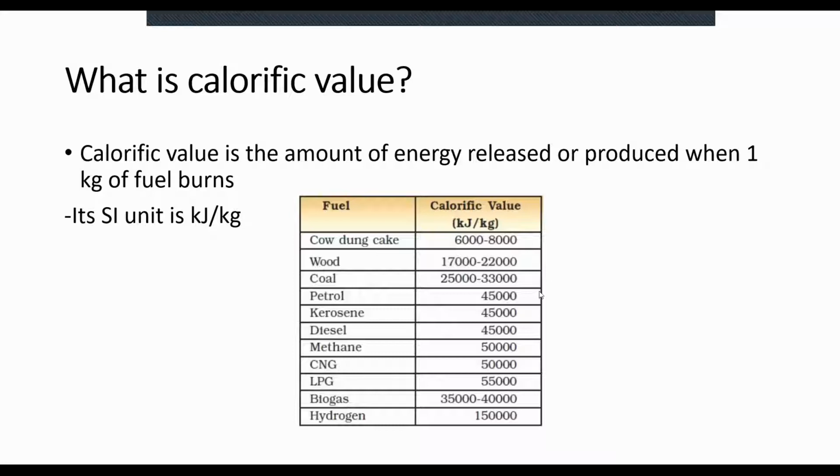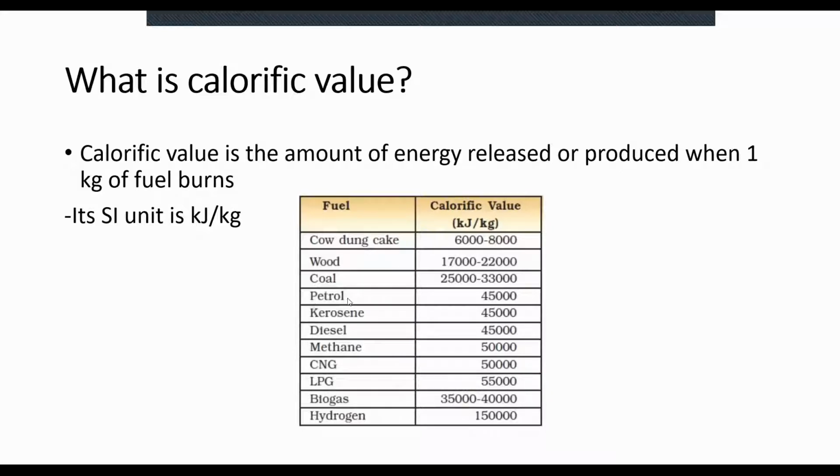Kerosene is also the same, 45,000 kilojoule per kilogram. Diesel 45,000, and methane 50,000. CNG, LPG, which we use in our homes. LPG gas has 55,000. It has a high calorific value, therefore we use it in our homes.